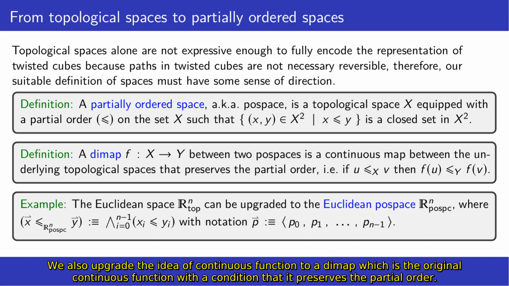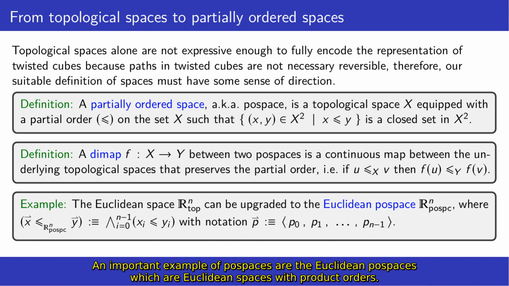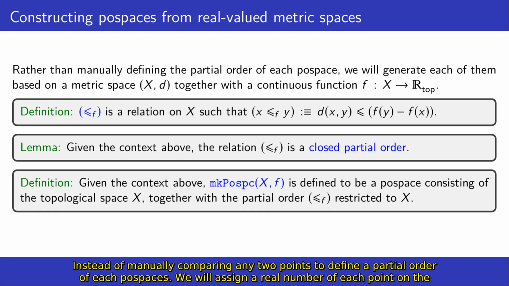We also upgrade the idea of continuous function to a die-map, which is the original continuous function with a condition that it preserves the partial order. An important example of postspace are the Euclidean postspace, which are Euclidean space with product order.